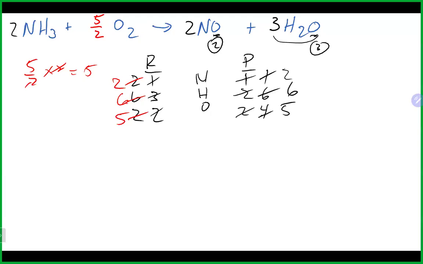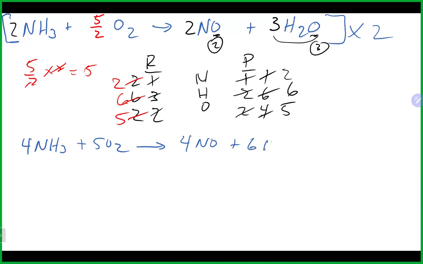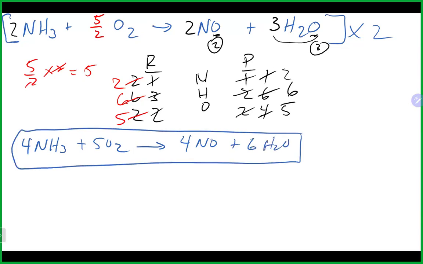So to get rid of a fraction, I believe they say multiply by the denominator, which is that guy on the bottom. So we're going to multiply everybody by that denominator that's on the bottom, and that will get me 4NH3 plus 5O2 gives me 4NO plus 6H2O. And if I didn't screw it up, we should still be balanced.